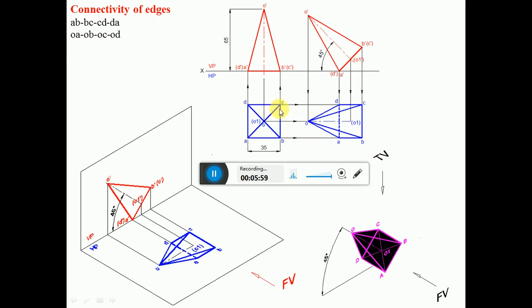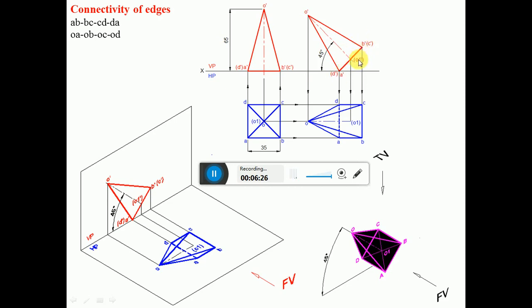You can rest B dash C dash also on the XY line. If you are resting B dash C dash on the XY line, then you have to rotate to the right side. Since I am resting on AD, which is on the left side, I am rotating to the left side of the solid. Since the axis is inclined to HP at 45 degrees, the base also has to be inclined at 45 degrees to HP.